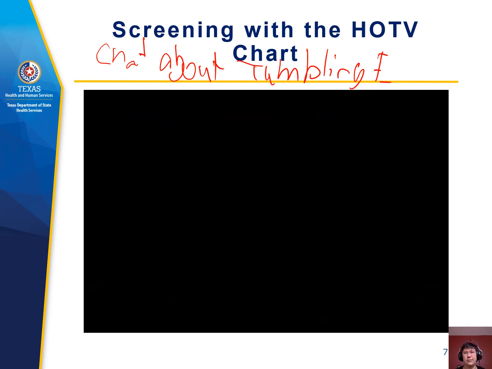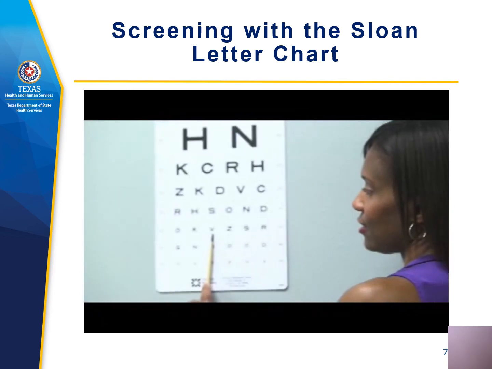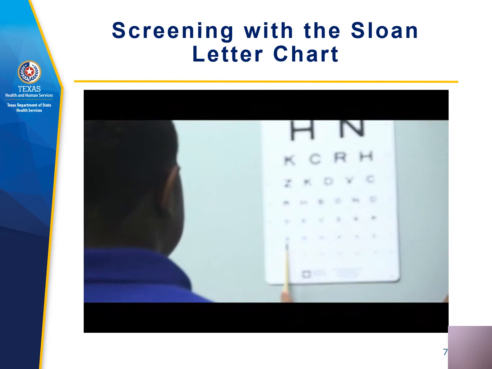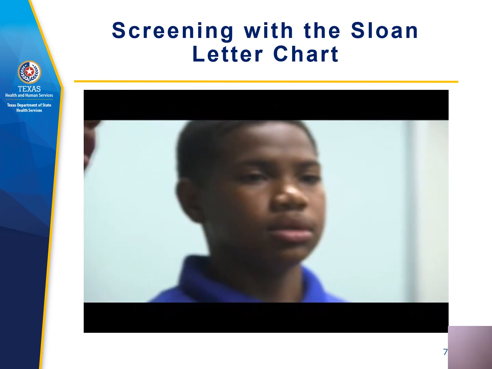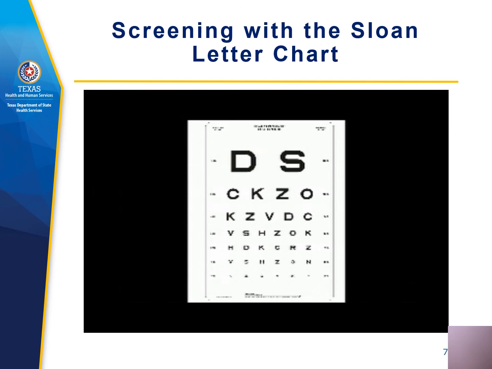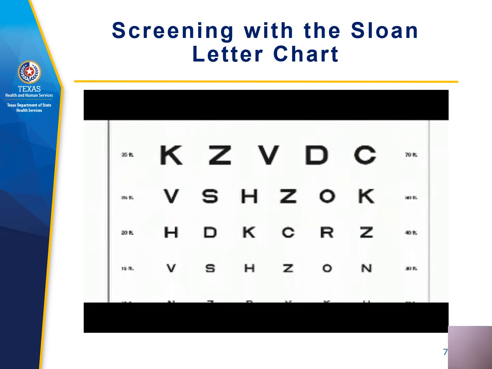Module 2C. Screening children with the Sloan Letter Chart. If you'll be using a letter chart, establish that the child knows the alphabet and have them read the letters on the practice line with both eyes open before you conduct a screening. If the child cannot identify letters accurately, use an alternate approved chart for screening. The American Association for Pediatric Ophthalmology and Strabismus now recommends screening with Sloan letter charts rather than the traditional Snellen letter charts. In order to be in compliance with national guidelines, please screen with the Sloan chart whenever possible.